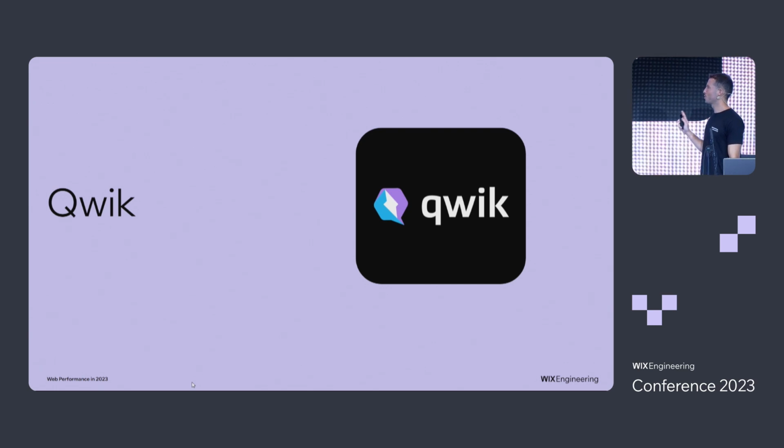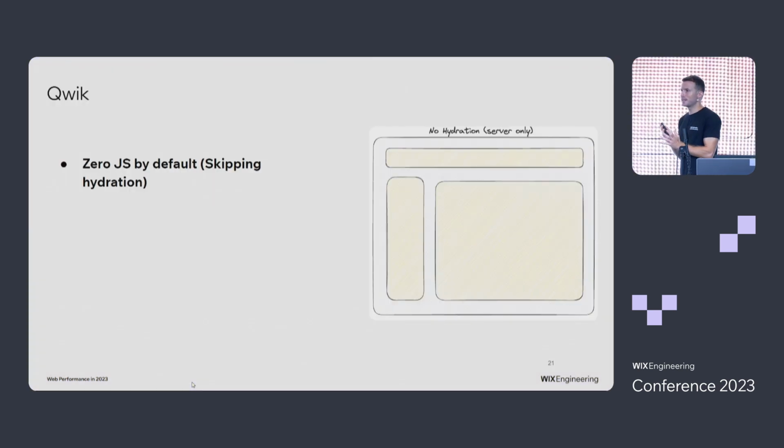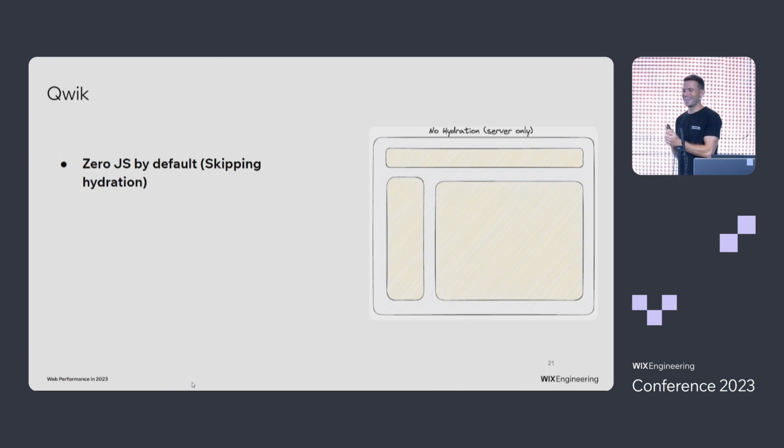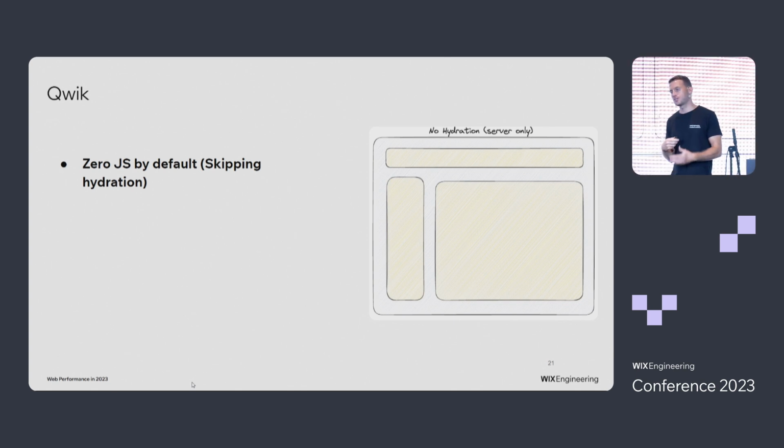So the next framework that I want to talk about, we talked about it earlier, getting a lot popular recently, is Qwik. The main promise in Qwik is that it's zero JavaScript by default, meaning that there's no JavaScript by default when you develop your components. So it's keeping hydration completely.